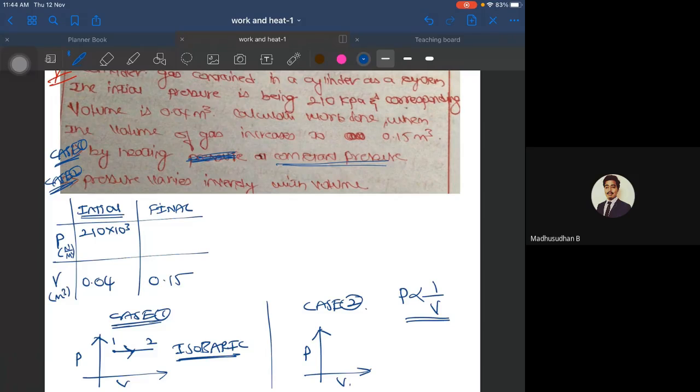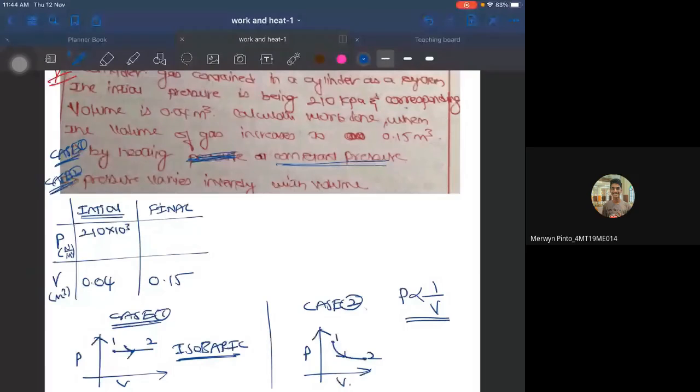So how is the isothermal process represented on a PV diagram? Curve. It's a curve. So it is from here to here, that is state 1 to state 2 like this. So this process is what? This is a curve, an isothermal process. Okay.